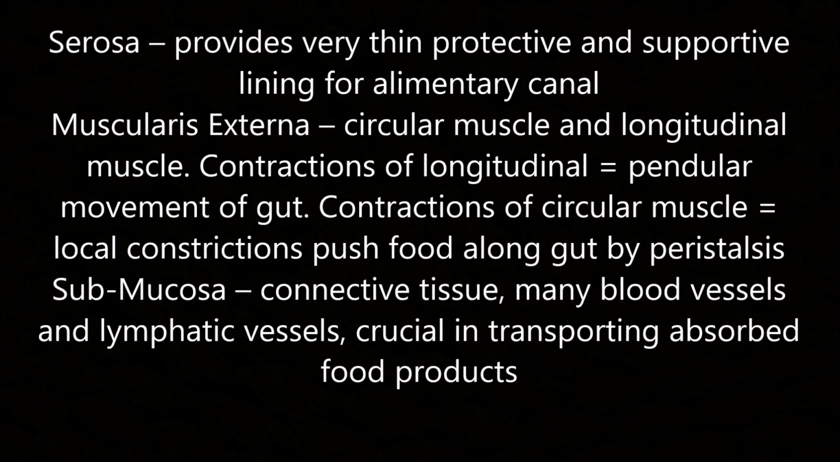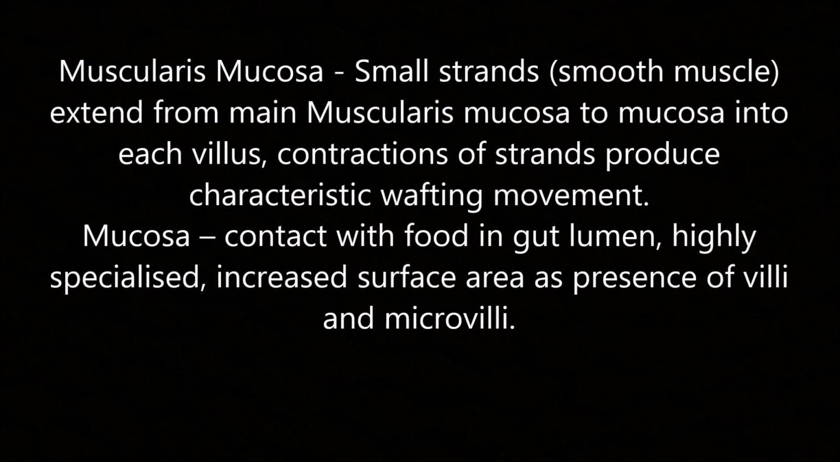The submucosa is a connective tissue with many blood vessels and lymphatic vessels, crucial in transporting and absorbing food products. The muscularis mucosae is small strands of smooth muscle extending from the main muscularis mucosae into the mucosa in each villus. Contractions of the strands produce a characteristic wafting movement. The mucosa is in contact with food in the gut lumen and is highly specialized, increasing the surface area through the presence of villi and microvilli.